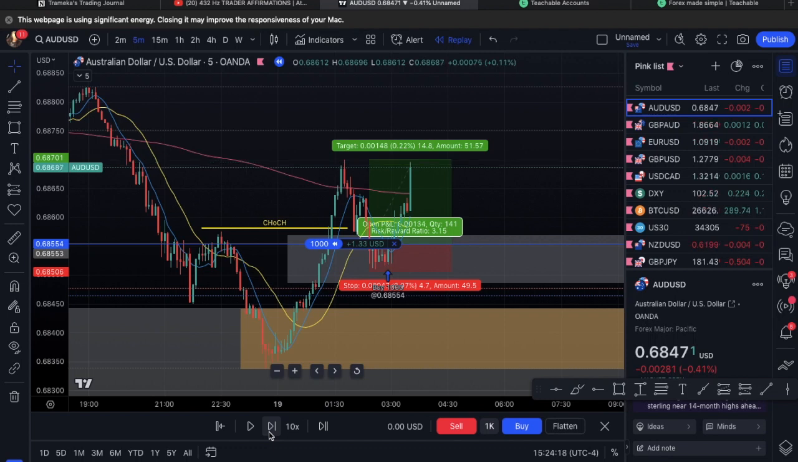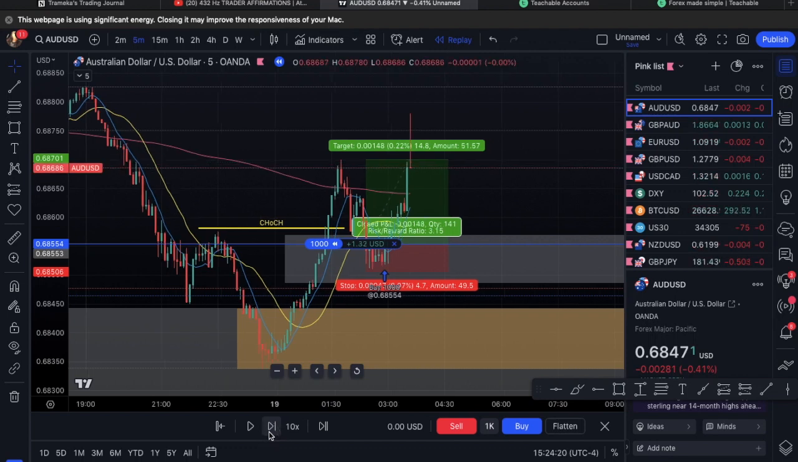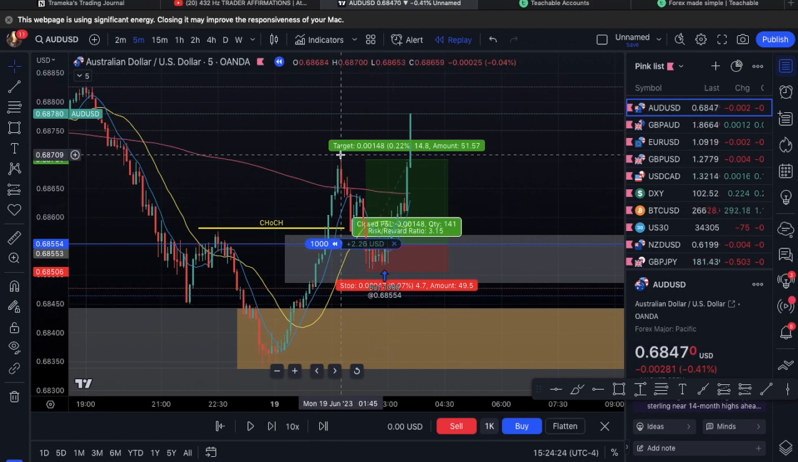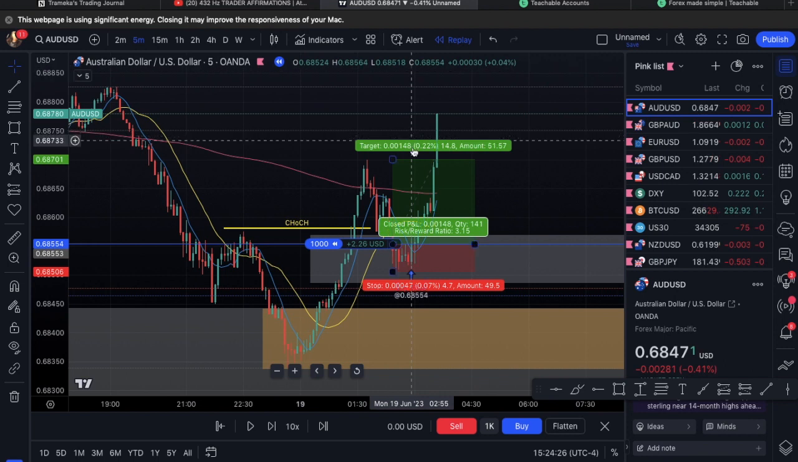All right, and we hit that take profit area, exceeded the take profit area. So we could have went a little bit higher, but yep, that's what we got for today.